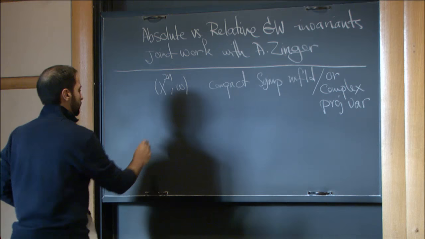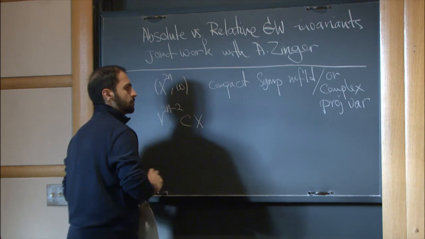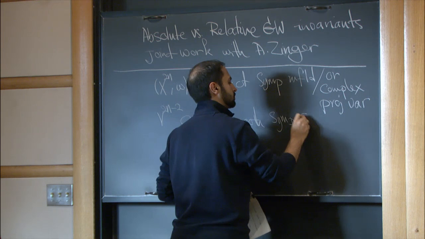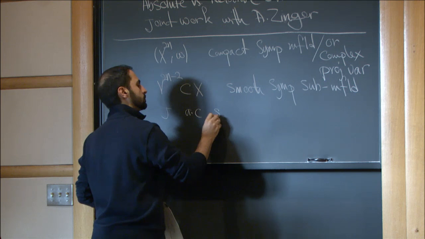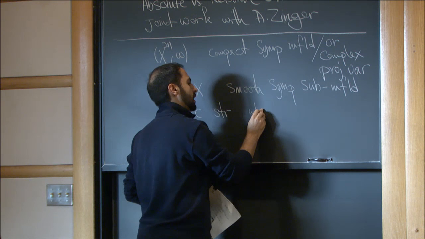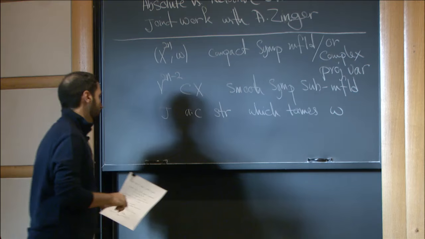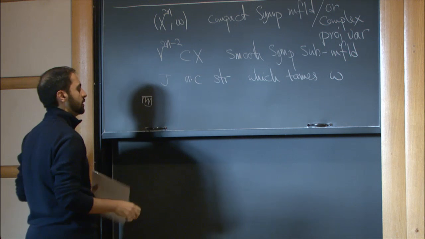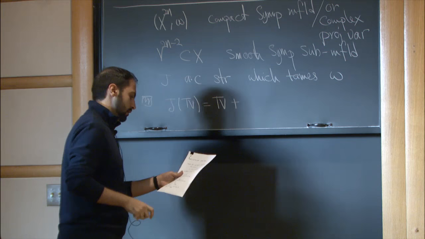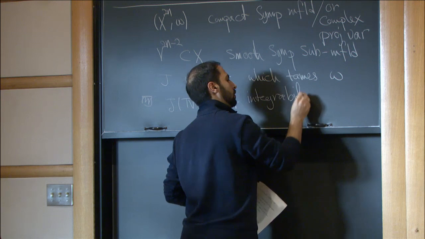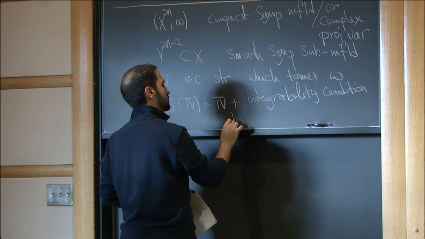V, which is a codimension 2 subset inside X, is a smooth symplectic divisor or symplectic submanifold. Or if you're in algebraic geometry, just a smooth divisor. J is going to be an almost complex structure, and in the relative case, it tames or is compatible with omega. Just a remark: in the relative case, whenever there is a V in the picture, J should be compatible with the divisor in the sense that when you restrict it to V, it's an almost complex structure on V, plus some integrability condition in the normal direction to V, to the first order.